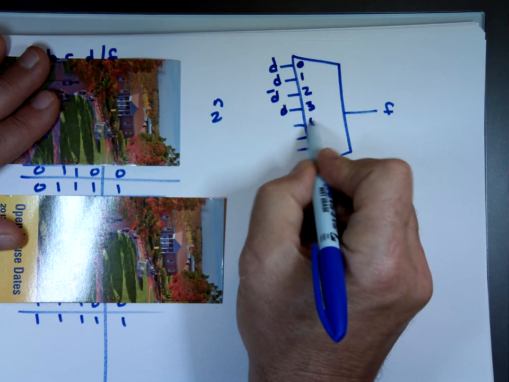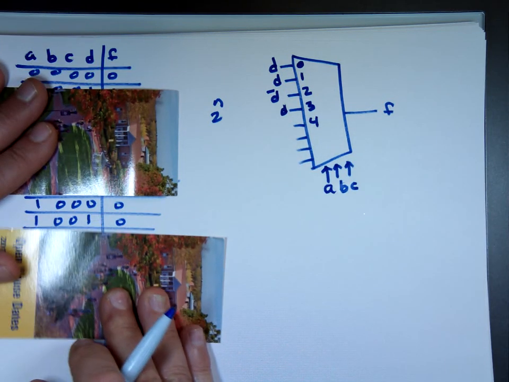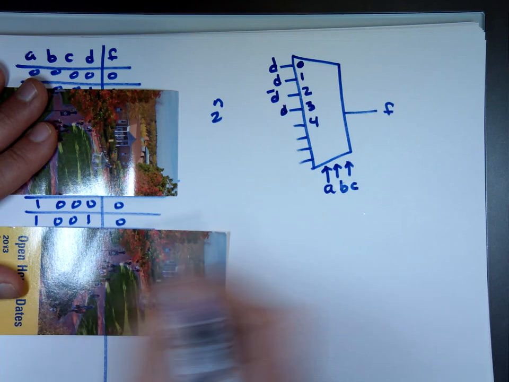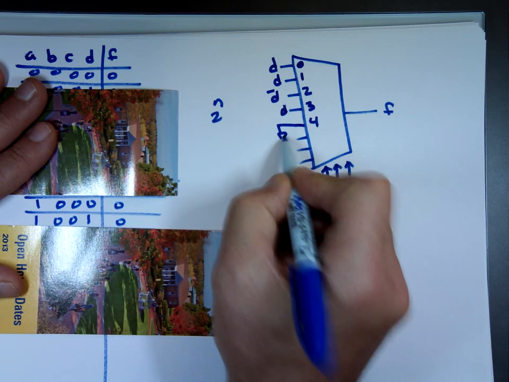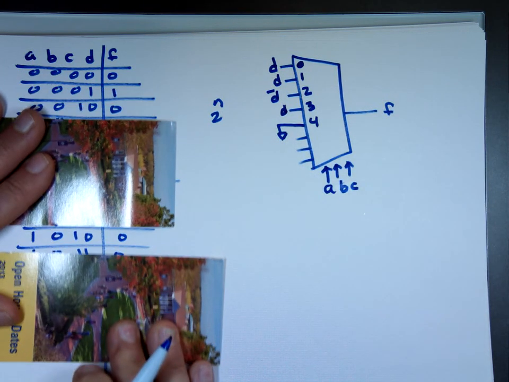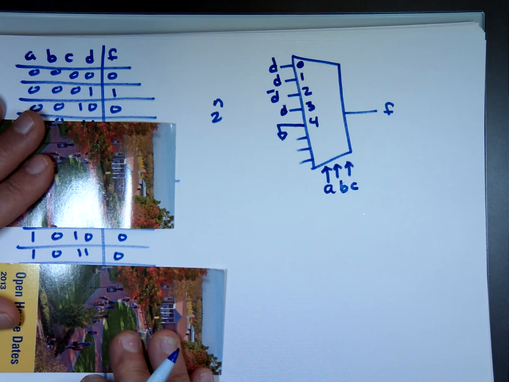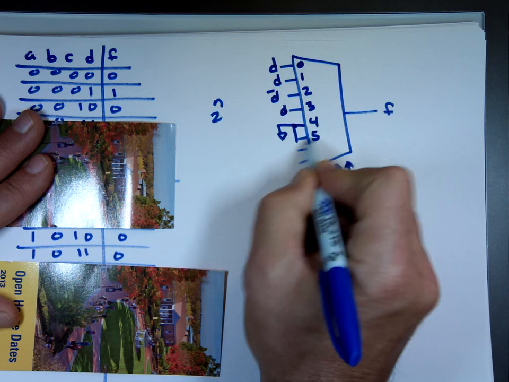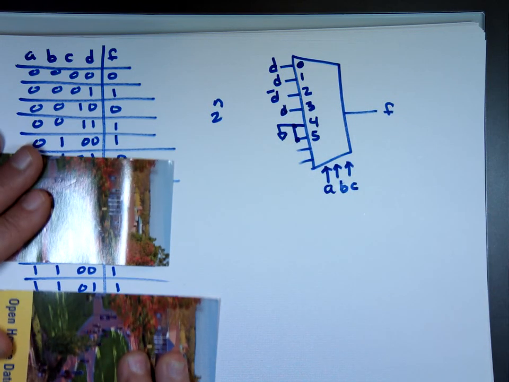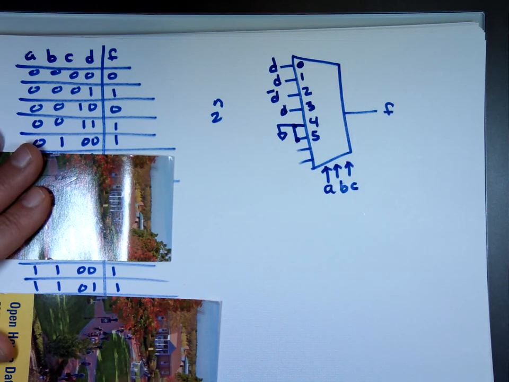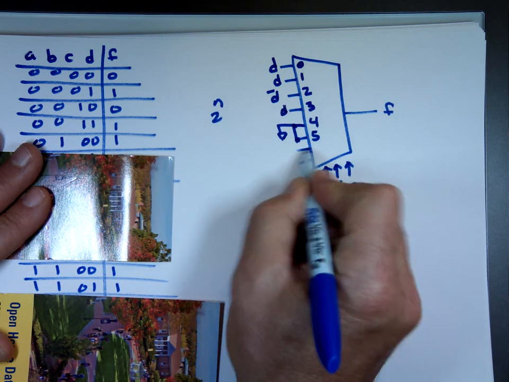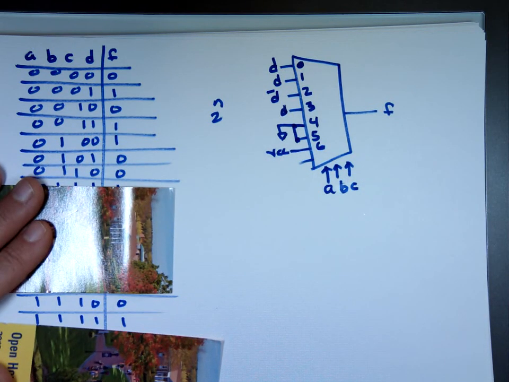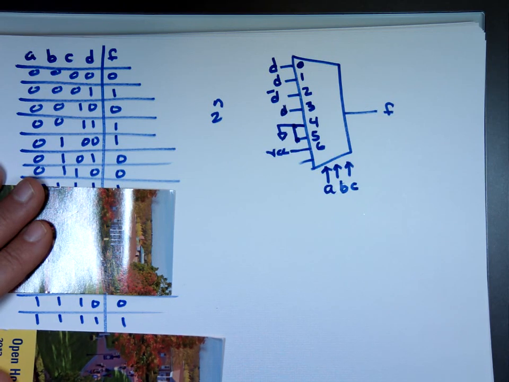Pin number 4. It doesn't matter what D is, what's your output? It's always 0, that's ground. This one is also what? Ground. This one is what? VCC, right? High voltage. And the last one is what? D.